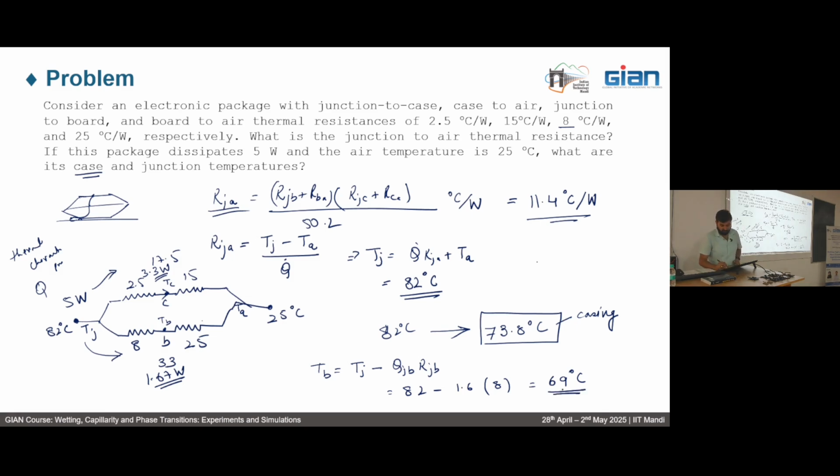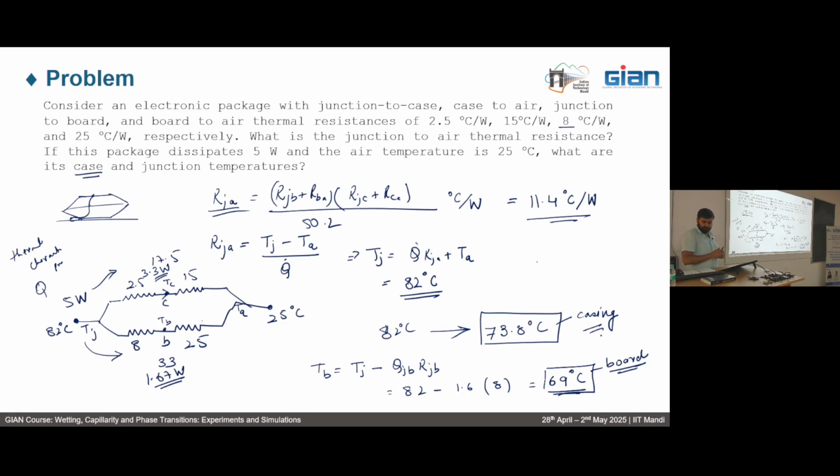So the bore temperature comes out to be around 69 degrees Celsius. And this heat transfer is only occurring from the internal embedded heat pathways that has been designed in the system itself. ठीक है?